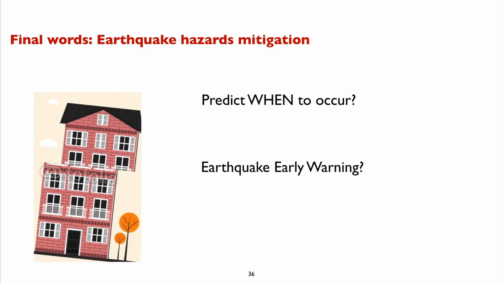And the final words are about earthquake hazard mitigation. The popular idea is to predict when the earthquake occurs. This has been difficult. Maybe 50 years ago, people were very optimistic about predicting the exact timing of the earthquake. And nowadays, most people are doing earthquake early warning. They detect the initial motion of the earthquake, and then broadcast a warning to people so they can evacuate before the S wave and the surface waves come.